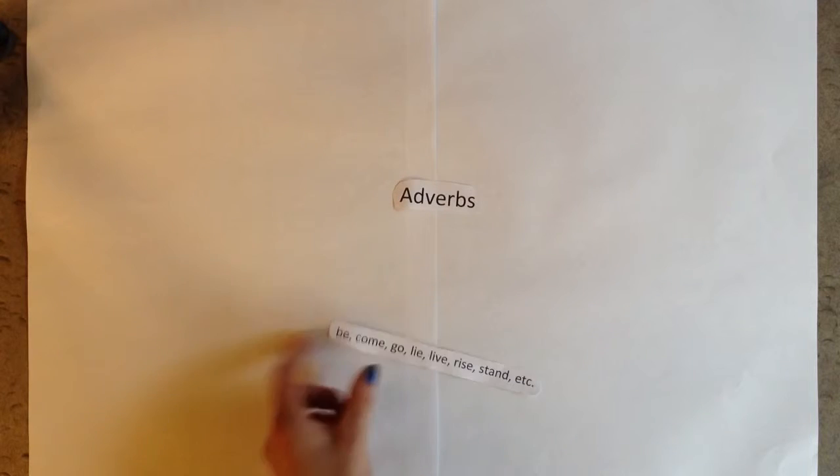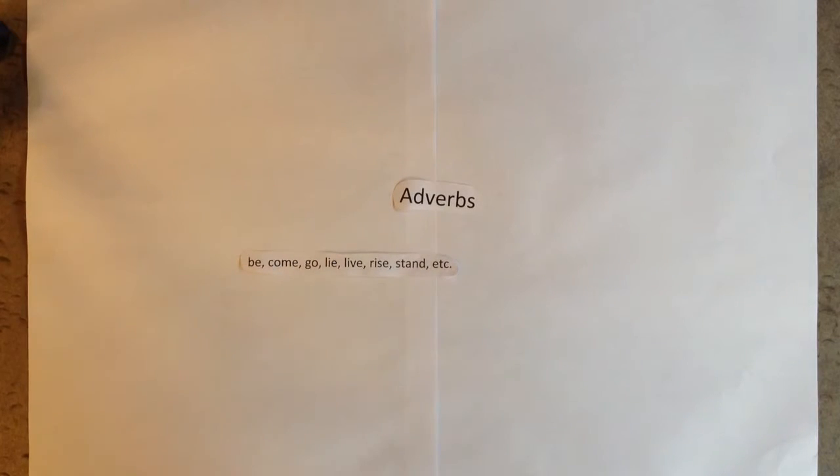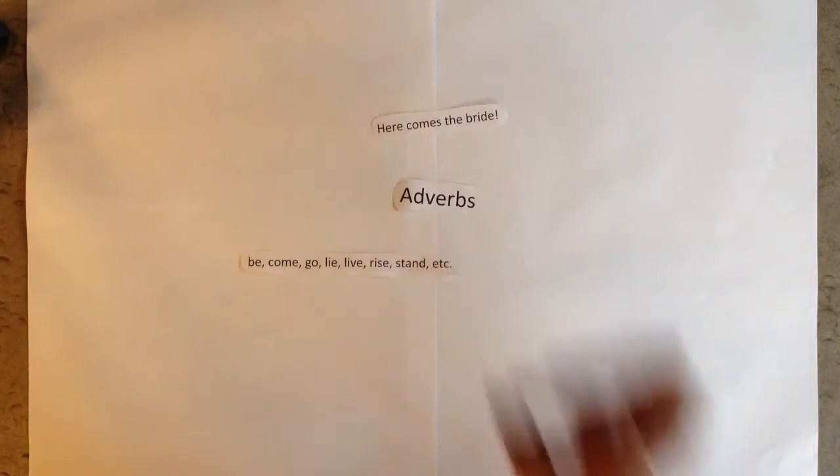Adverbs. We have demonstrated how bad Mr. Nichols is at using inversion, so he can keep silent for the rest of the lesson. When a sentence is introduced by an adverbial adjunct and it contains a simple word like be, come, go, lie, live, rise, stand, etc., inversion is used. Like, "Here comes the bride."